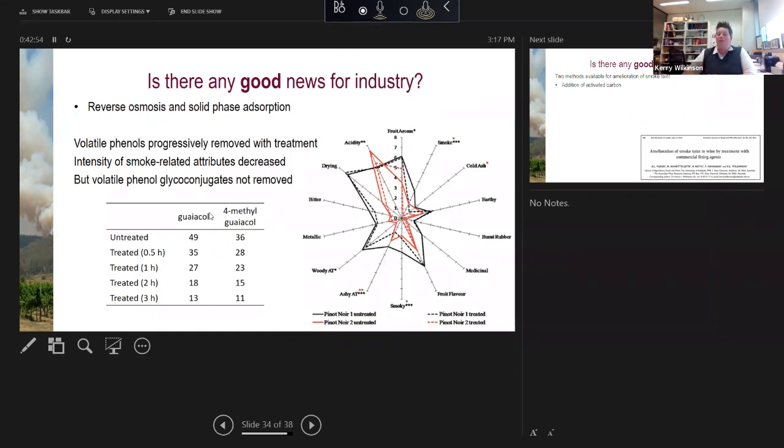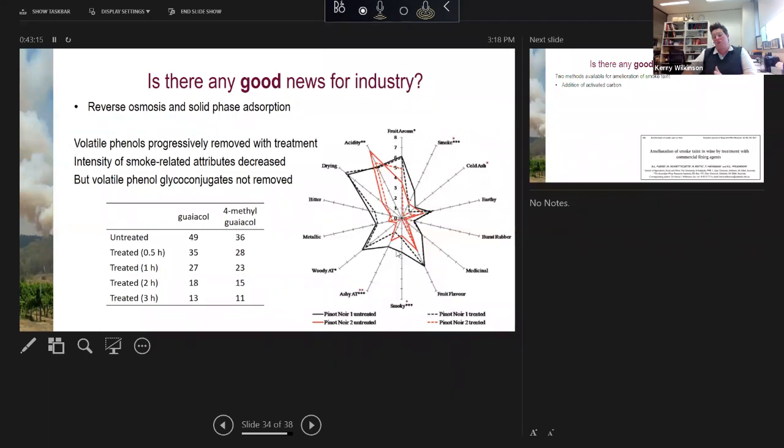However, the volatile phenol glycoconjugates aren't being removed from this process, basically because their molecular weight is higher than the nominal cutoff of our membrane, so they don't permeate through the membrane and therefore aren't being adsorbed on that adsorbent resin. But in our trial, what we did find is a significant reduction.